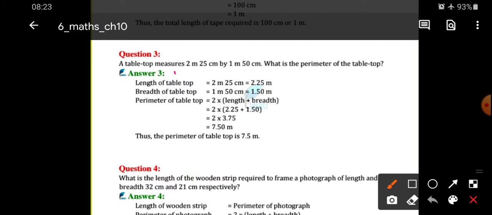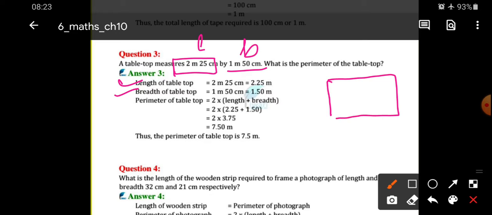Here the measurements are given. This is the length, and here it's the breadth. The length and breadth of the tabletop are given. You can assume this is a tabletop, and you have a length and a breadth. So you have to find the perimeter of this tabletop. You can find it by the formula 2 into (length plus breadth).